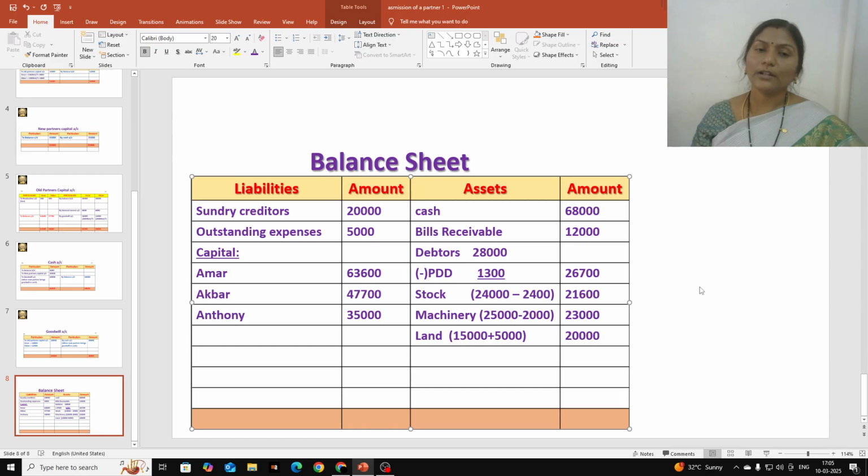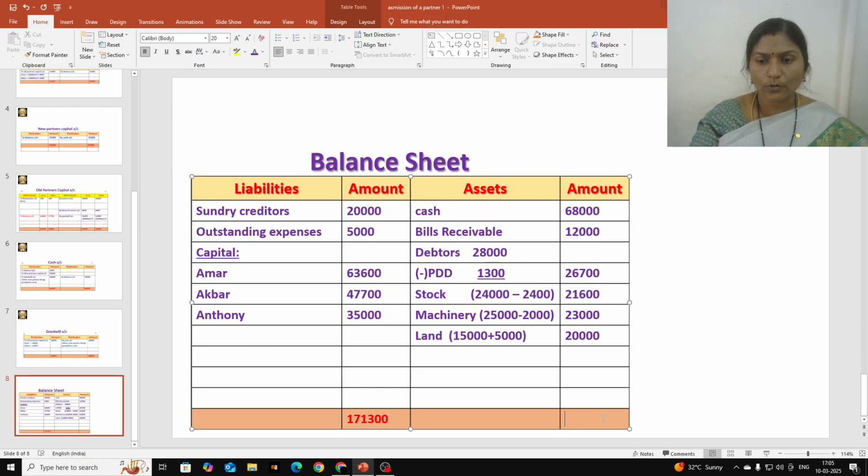Now we have to total both the sides, liability side as well as asset side. Let me total that. You also total, students, along with me. First liability side: 20,000 plus 5,000 plus 63,600 plus 47,700 plus 35,000. So the liability side total is 1,71,300.